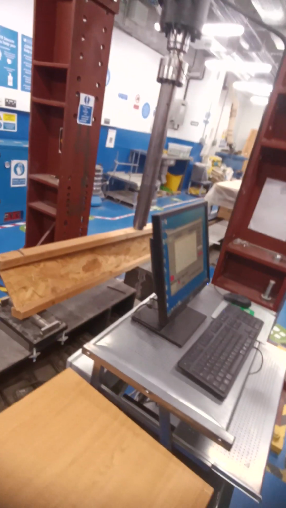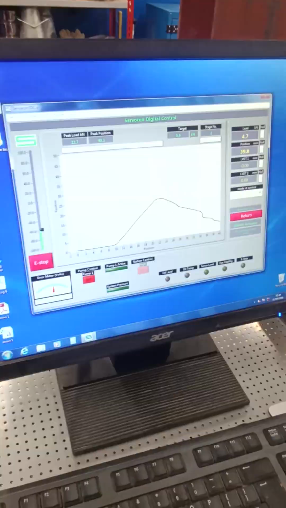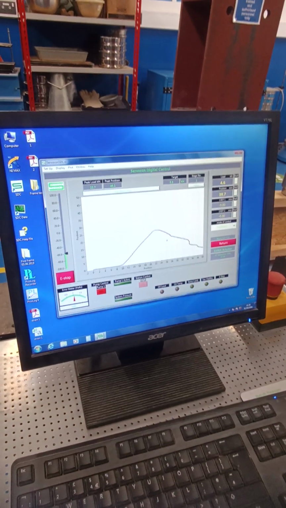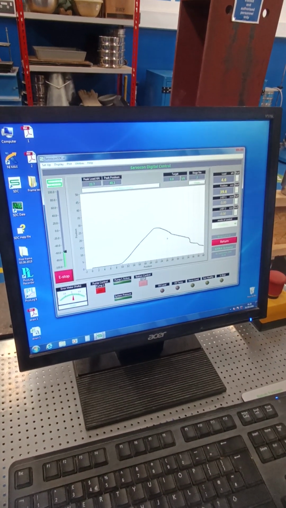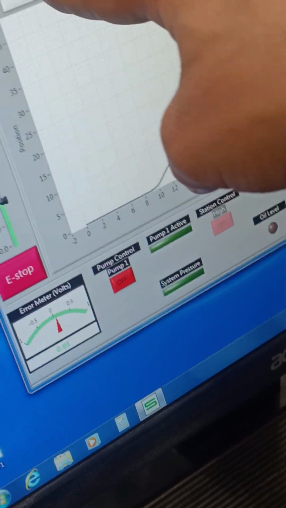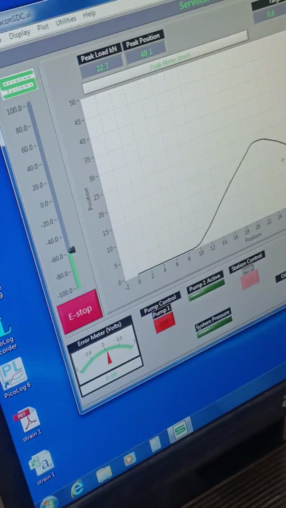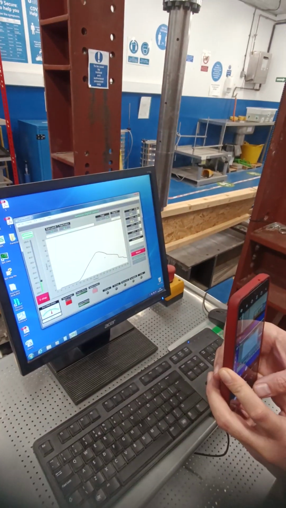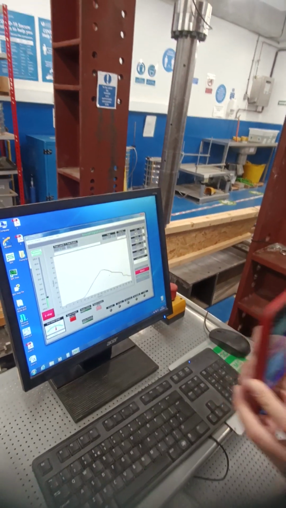If you want to take a photo of the graph and share it with others. It failed completely, but the flange didn't go, the web went, and that's why it shows this gradual failure. At 22 kilonewton it reached its maximum, around 22.7 peak load. Because the timber didn't go, the web went.